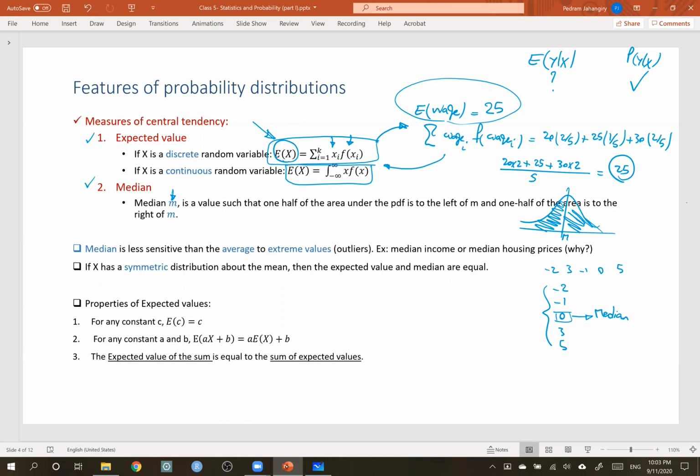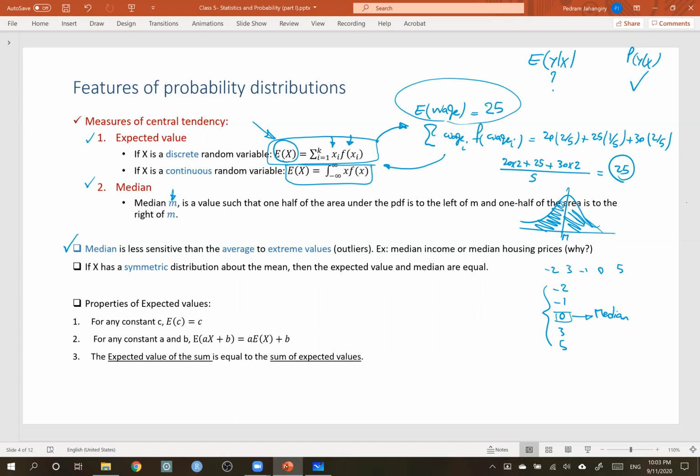But what are some properties? Median is less sensitive than average to extreme values or to outliers, okay? So this is again very intuitive. For example, the example for that is median income or median housing price. Which one do you think is a better measure for central tendency? Think about it. So when you're reporting the housing prices in the US, for example, should I look at the median housing price or average or mean housing price? The answer is median, right? Because as we just said, median is less sensitive to outliers.